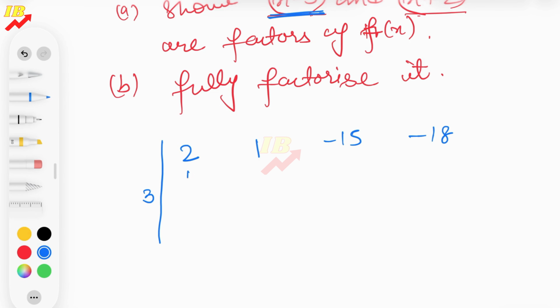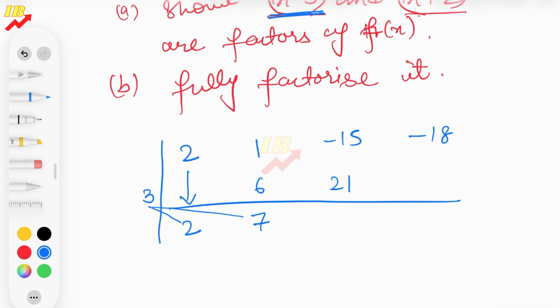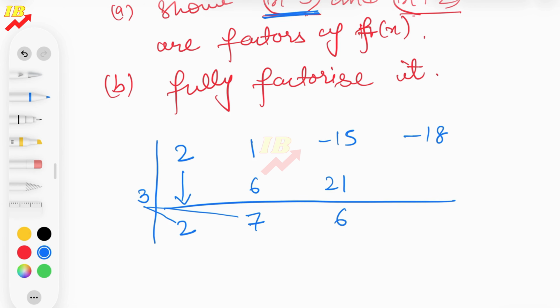Okay, so we'll write the first step as it is, which is 2. Now you multiply these two. This is giving you a 6. 2 times 3 is 6, and this is giving you an addition 7, right? Then 3 times 7 is 21. Okay, so this is giving you negative 15 plus 21 is giving you a 6. Then 3 times 6 is giving you an 18. So wow, this is giving you actually 0 here. That means this is your remainder.